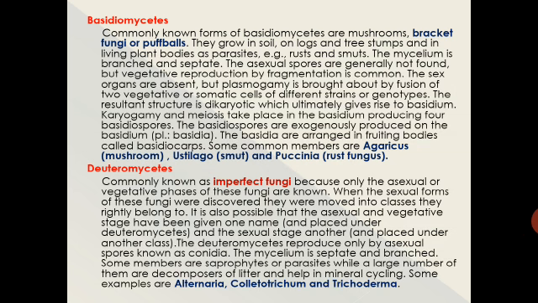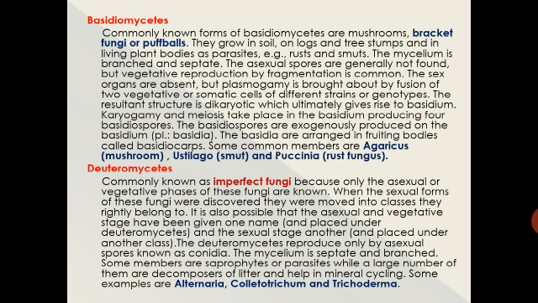And the last one are Deuteromycetes. These are commonly called imperfect fungi or fungi imperfecta. Why is the name given so? Because only the asexual or vegetative phases of these fungi are known. When the sexual forms of these fungi were discovered, they were moved into the classes they rightly belonged to. It is also possible that the asexual and vegetative stage have been given one name and the sexual stage another. The Deuteromycetes reproduce only by asexual spores known as conidia. The mycelium is septate and branched.